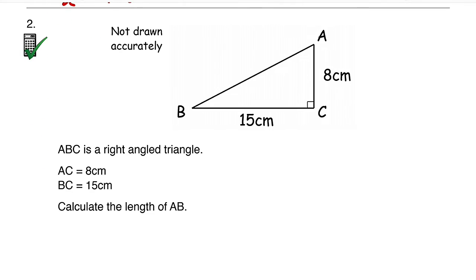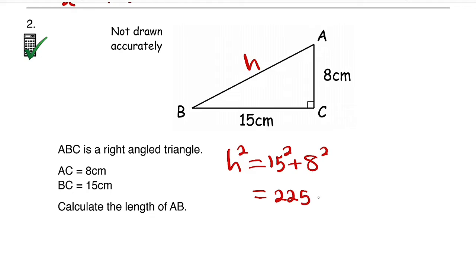Question number 2, we are given a right angle triangle ABC for which the side length AC is 8 cm, BC is 15 cm, and we are asked to calculate AB, which is the hypotenuse. Let me call it H. So H squared, according to the Pythagorean theorem, is equal to 15 squared plus 8 squared. 15 squared is 225. 8 squared is 64. If you add this together, you have 289.